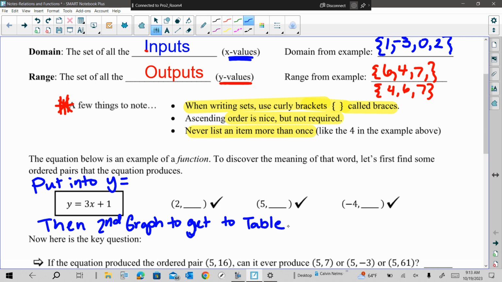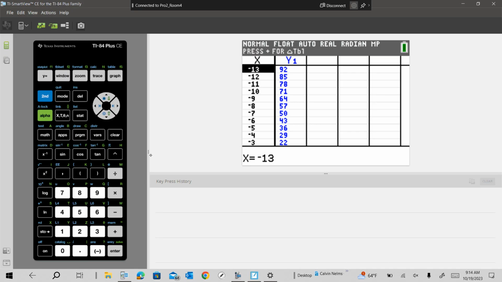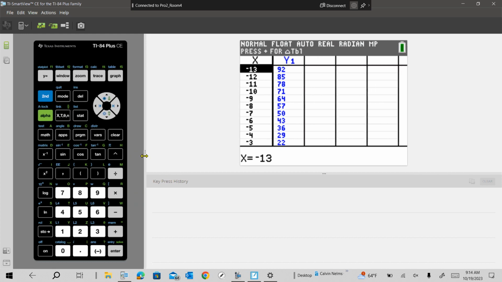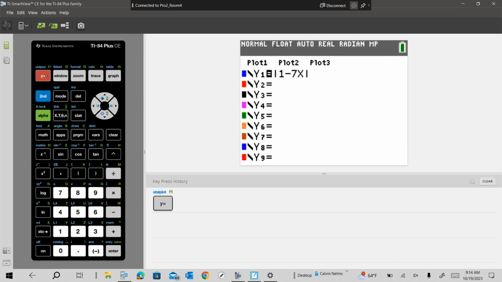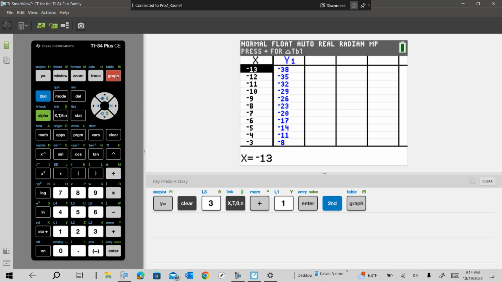So I'm going to do that with you. So we're putting this equation into the calculator. So go to the y equals button. Let me get mine up. Make this a little bit bigger. And let me clear whatever function or equation's already in there. Clear it out. And put in 3x plus 1. Then second graph to get to your table.